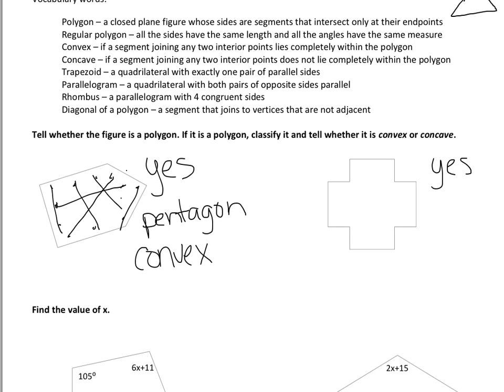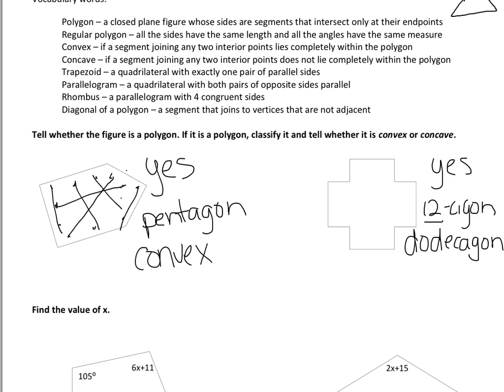We should be able to classify it, so let's count its sides. We have 1, 2, 3, 4, 5, 6, 7, 8, 9, 10, 11, 12. You may know this, you may not. You can either call it a 12-agon, or a 12-sided figure is actually called a dodecagon. If you're not sure what it is, just go with the number. So a 12-agon, an 11-agon, whatever that number is, that's what you'll put there.